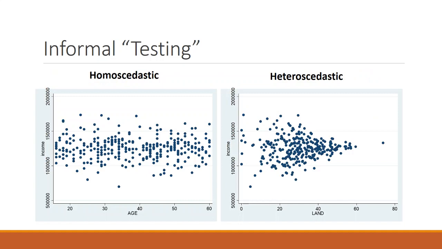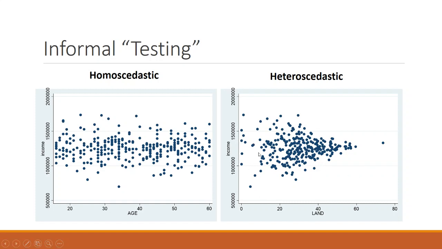So let's say that I produce a scatter plot of income versus age, and it looks like this. This is pretty homoscedastic. It looks like there's roughly the same amount of variation for all the different values of age. It's not perfect, but if I saw this, I would say, okay, that's homoscedastic. But then let's say we do it for income versus land, and we see something like this. That looks heteroscedastic.